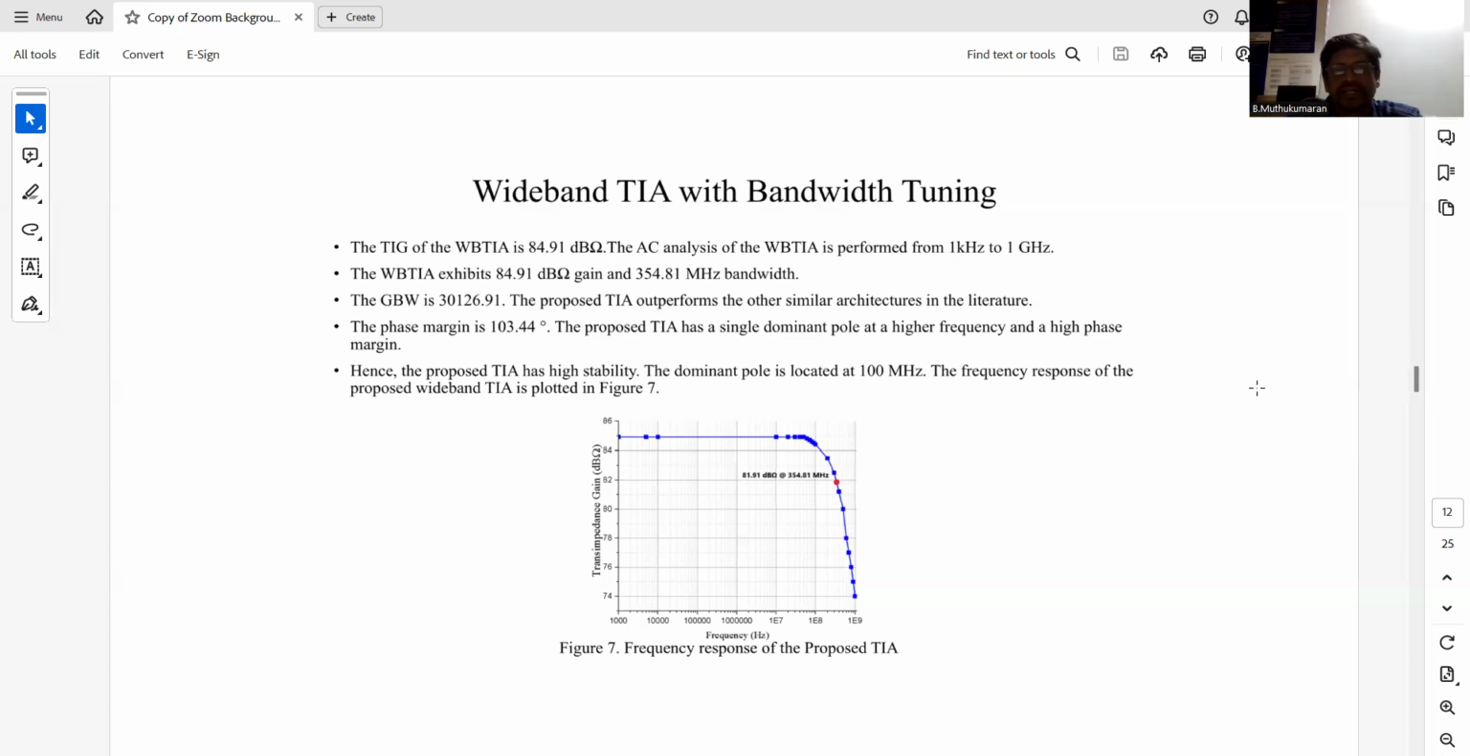So the bandwidth over the range is 354.81 MHz, and the gain bandwidth product is obtained, and the phase margin is about 103.44 degrees. And the proposed TIA has high stability, and the dominant pole is located at 100 MHz. So the frequency response of the proposed TIA is shown in figure number 7.